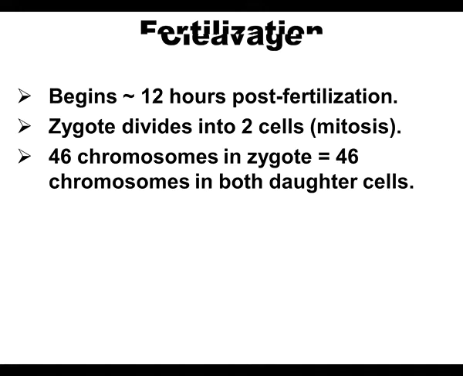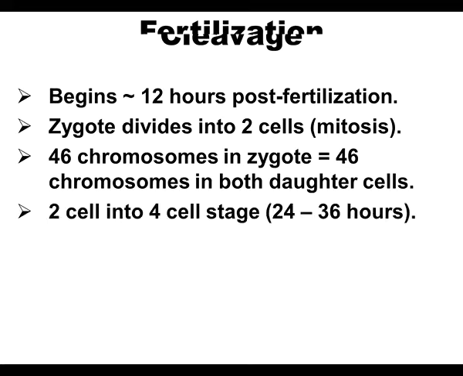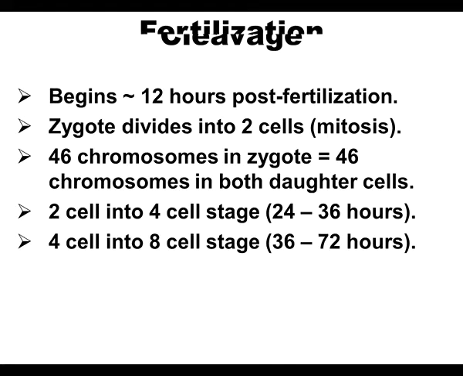The cleavage begins 12 hours post-fertilization. The zygote divides into 2 cells and so on by mitosis. The 46 chromosomes in the zygote equal the same number of chromosomes in every daughter cell produced. The 2-cell stage is transformed into the 4-cell stage within 36 hours of fertilization, and the 8-cell stage within 72 hours, and then reaches the morula stage, which is the 16-cell stage.